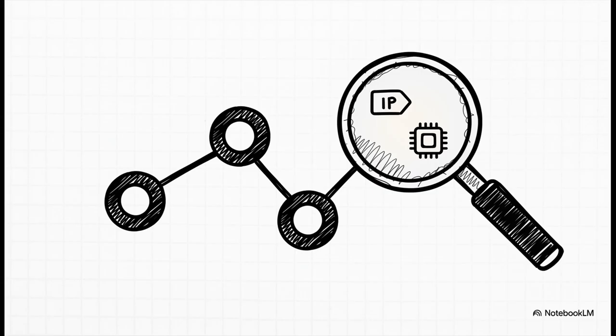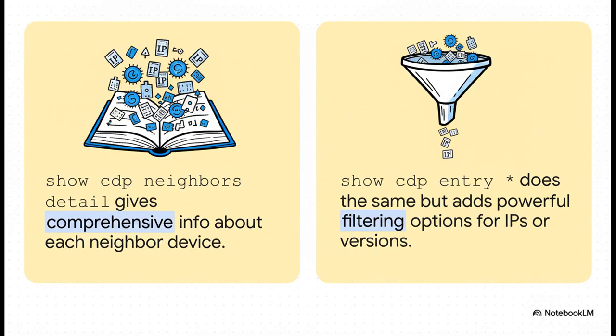The Show CDP Neighbor Detail command lets her dive in deeper, giving her not just the connections, but the IP addresses and even the software version of every neighbor. Now here's a little pro tip, something really interesting on this slide. Both of these commands give you a ton of information, but Show CDP Entry Star has this really nifty trick. You can add filters to show only the IP addresses, or only the software version. It's a great way to cut through all the noise and get right to what you need.